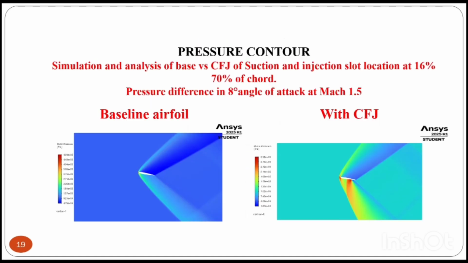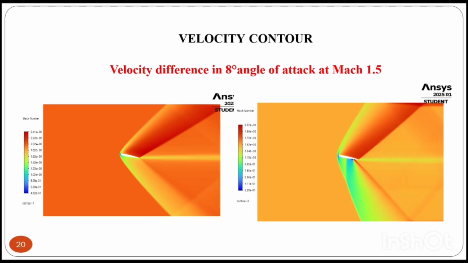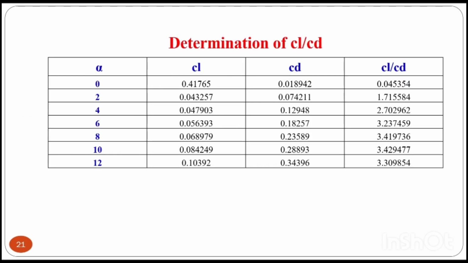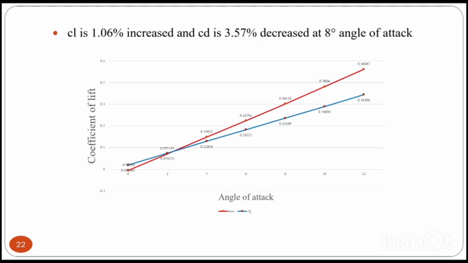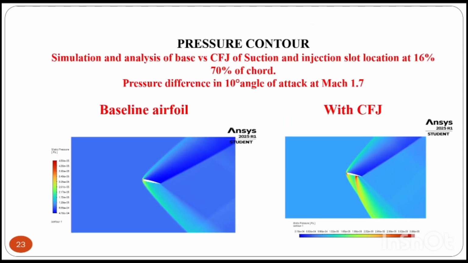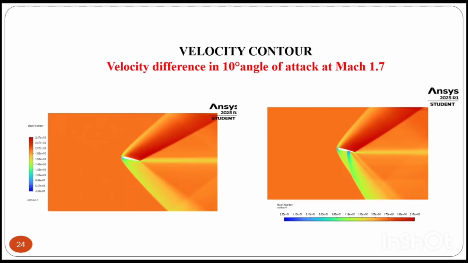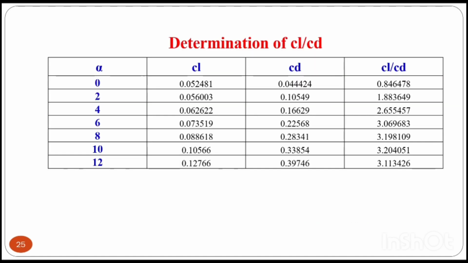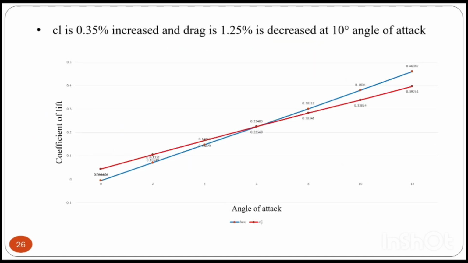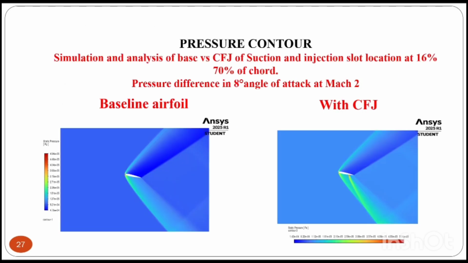This is the pressure contour for Mach 1.5 at 8 degrees angle of attack, and the velocity contour. This is the determination of CL by CD compared to the baseline. Here, CL is increased by 1.06% and drag is decreased by 3.57% at 8 degrees angle of attack. Next, at Mach number 1.7, this is the pressure contour and this is the velocity contour for 10 degrees angle of attack. This is the determination of CL by CD. CL is increased by 0.35% and drag is decreased by 1.25% at 10 degrees angle of attack.